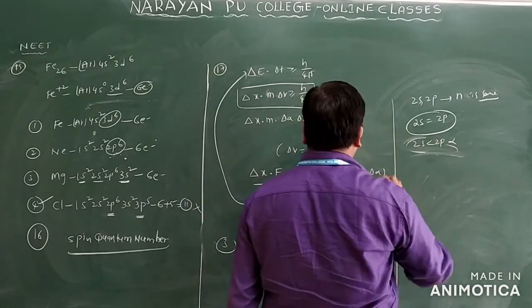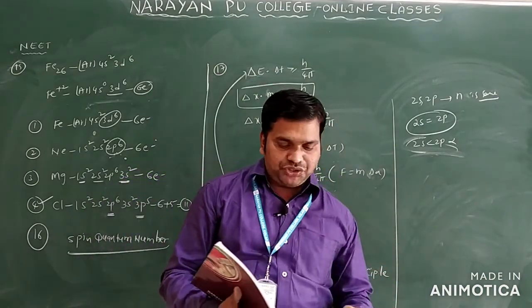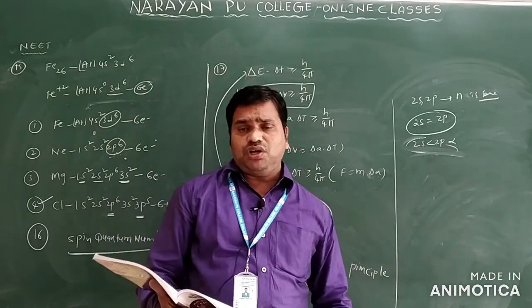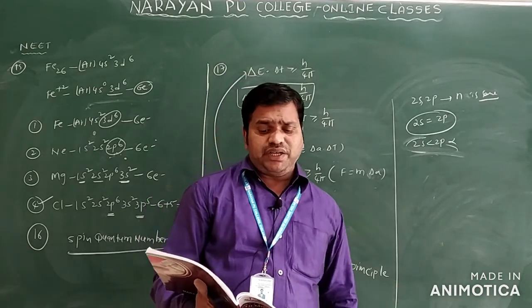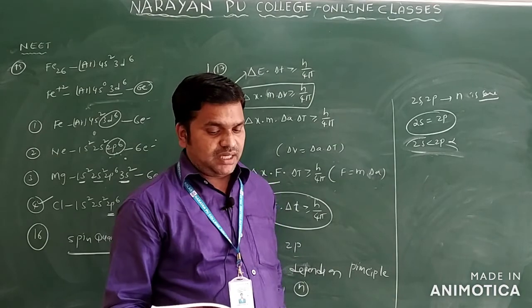Clear? What is your answer? The question asks for the wrong statement among those, and the wrong statement is option 3. The fourth option you can see: de Broglie wavelength, that is lambda is equal to h by mv. That is also a correct statement, so you will take option 3 as the wrong statement.